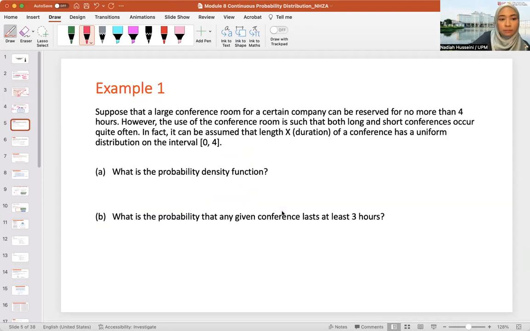Okay, moving on. So example number 1. Suppose that a large conference room for a certain company can be reserved for no more than 4 hours. However, the use of the conference room is such that both long and short conferences occur quite often. So they're saying that the duration of these conferences are not fixed. Sometimes it's short, sometimes it's long. In fact, it can be assumed that length X, or the duration of a conference, has a uniform distribution on the interval of 0 to 4. So now they're saying that it has a uniform distribution for all of the duration.